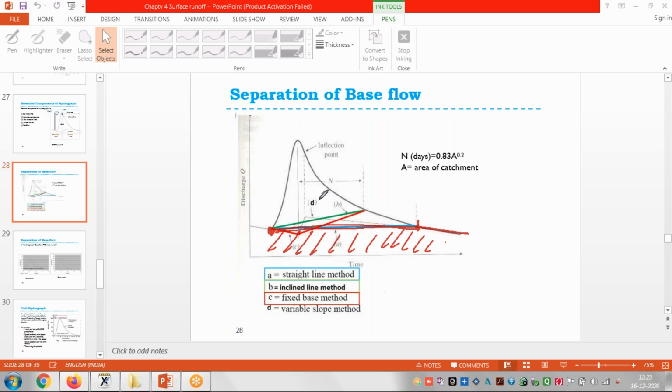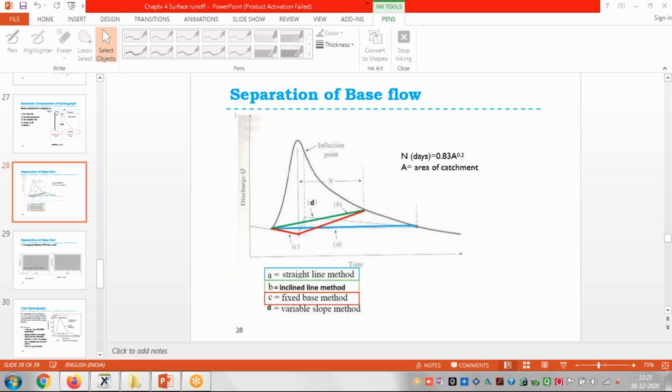So there are three methods. First, you join by this green line, and where this green line is coming, how the n is coming, we have calculated from here. So this is one of the methods. This is another method, and the third method is this one, right? So this is just a method of separation of base flow.